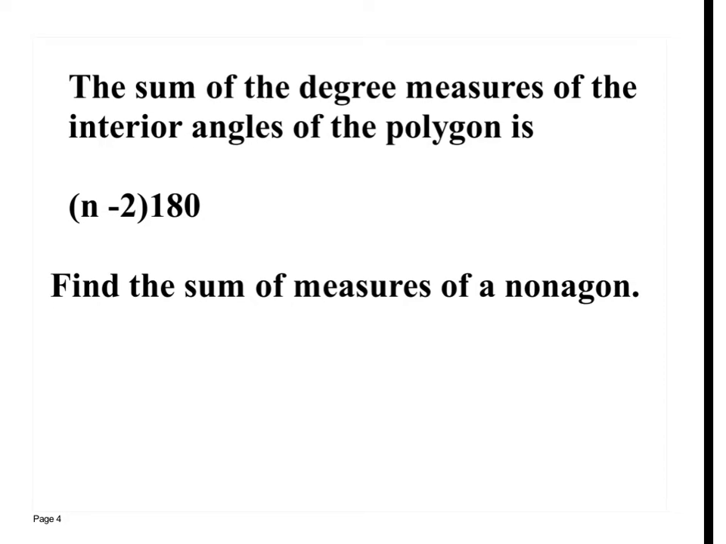What does the sum of measures of angles for a quadrilateral add up to? 360. We already know that. You've been told that. So 4 minus 2 is 2. 2 times 180 is 360. So it must work for the rest.